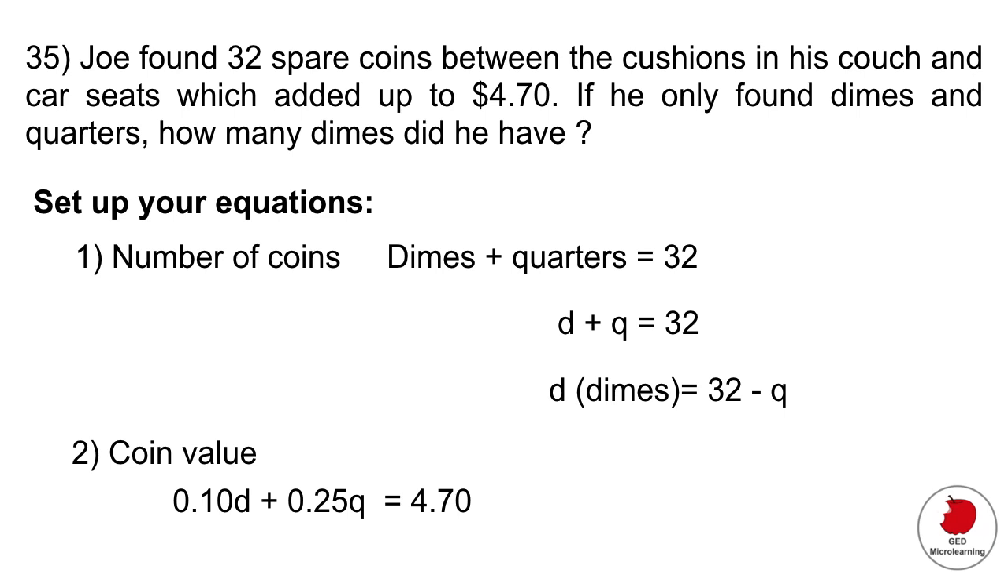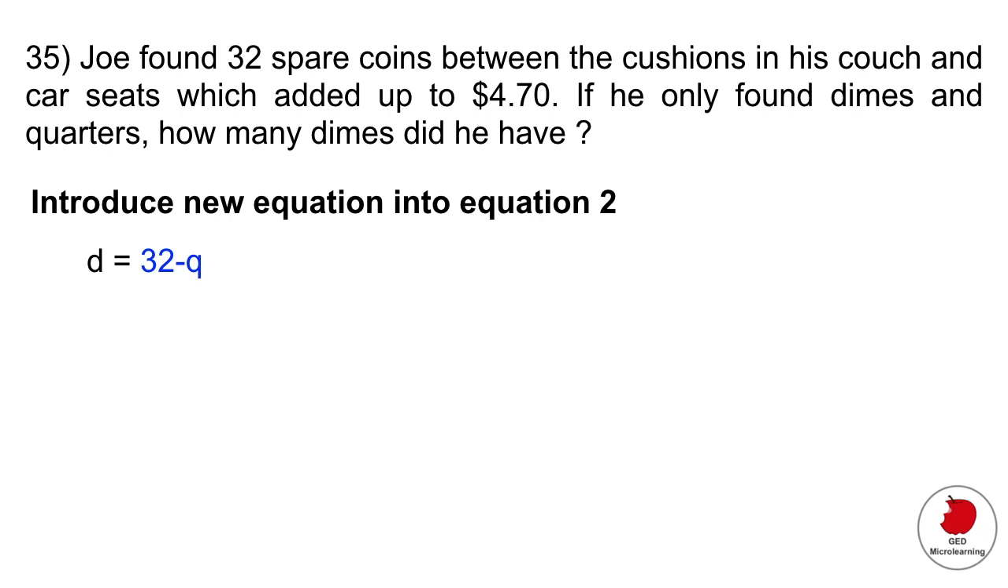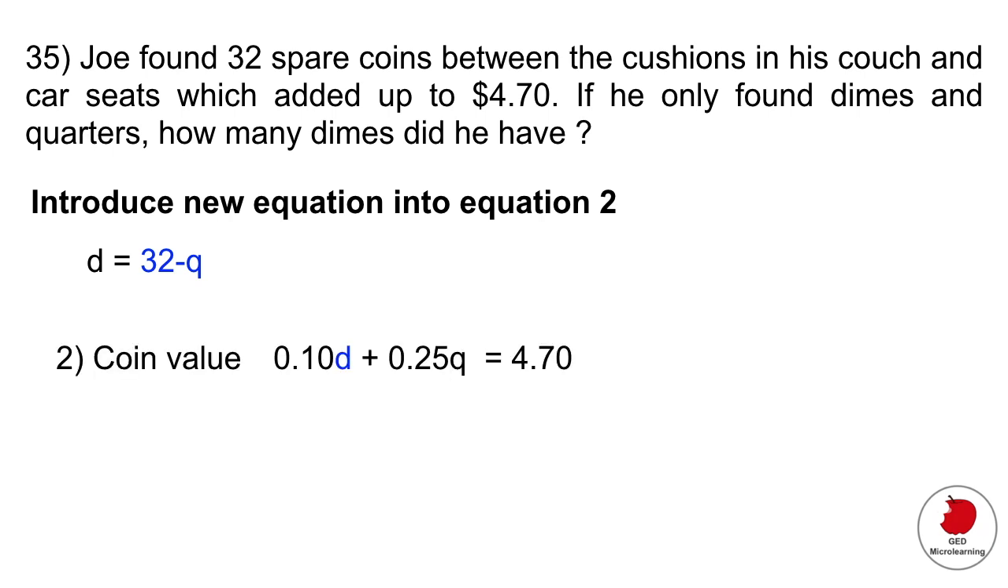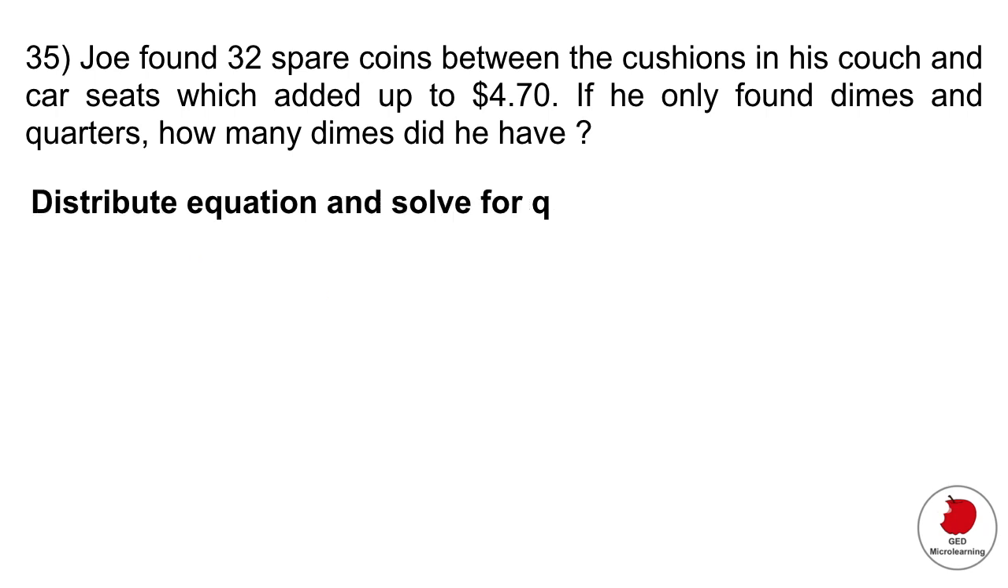Okay, so now what you're going to do is introduce this equation into the coin value equation, which we just found out. So instead of having a 0.10d, you're going to place that value that you got in the first equation into there. So it would look like this. Next, you're going to distribute this equation and solve for Q.